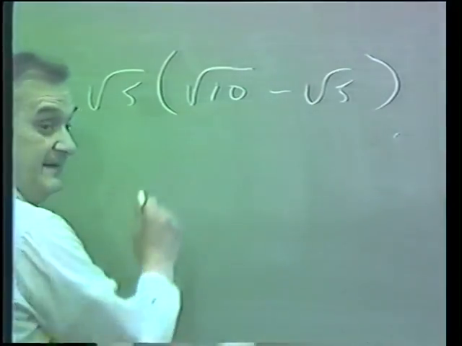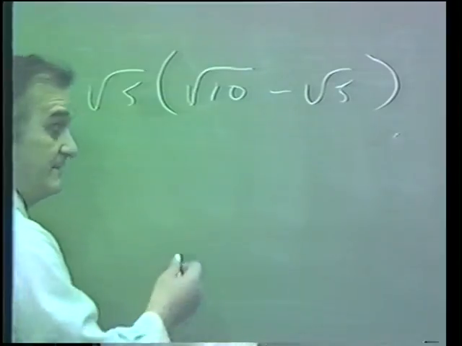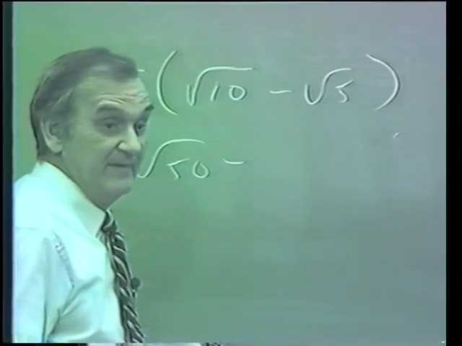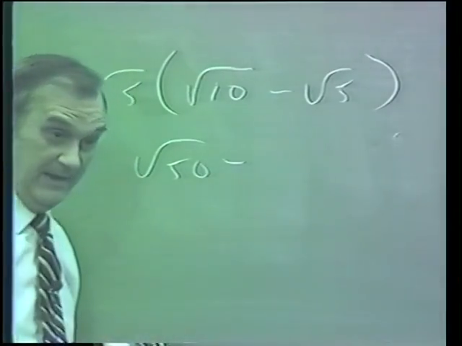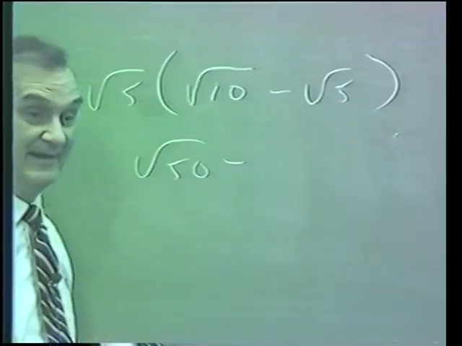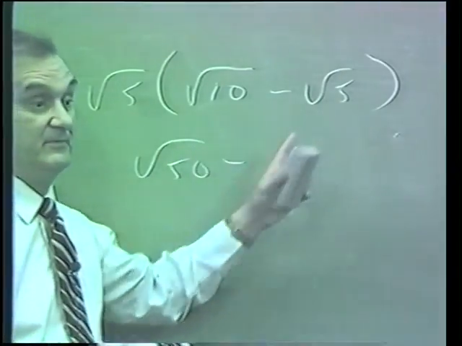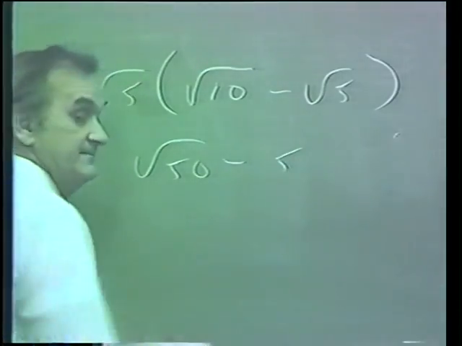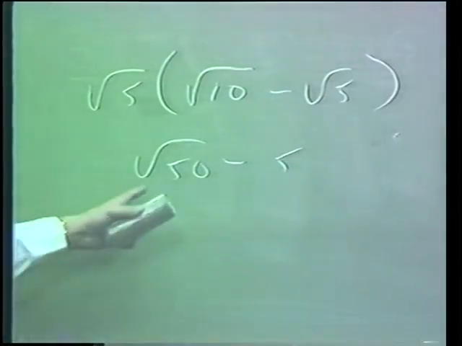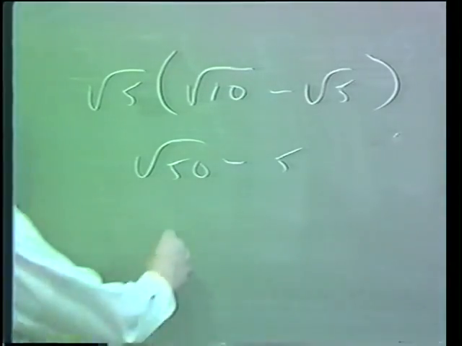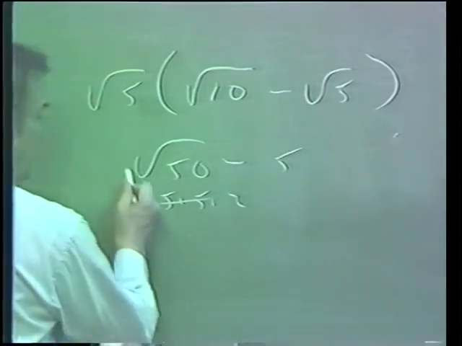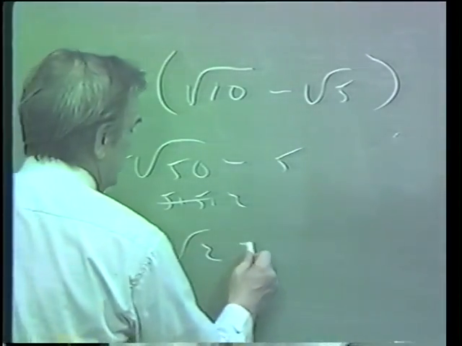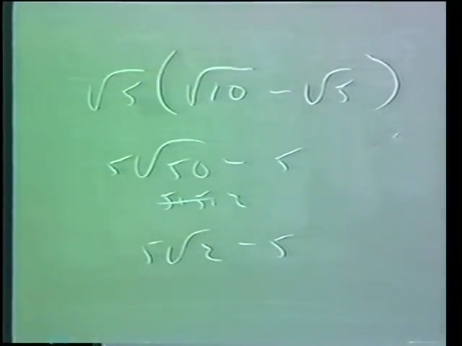The square root of 5 times the square root of 10 will give us square root of 50, minus square root of 5 times the square root of 5, which is square root of 25. But we had a property: the square root of a times the square root of a is always a. We don't need that step anymore. So that's just 5. Now we have to simplify 50. Well, that's 5 times 5 times 2. We can take a 5 out, so we get 5 square roots of 2 minus 5.